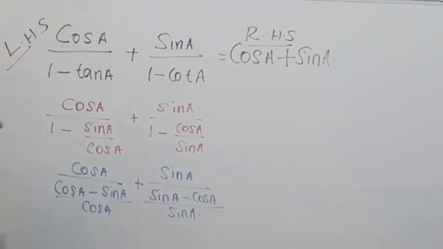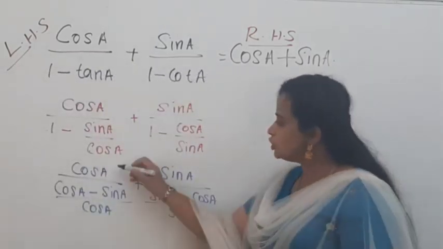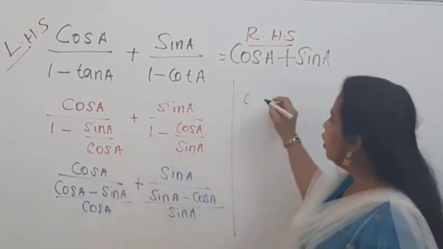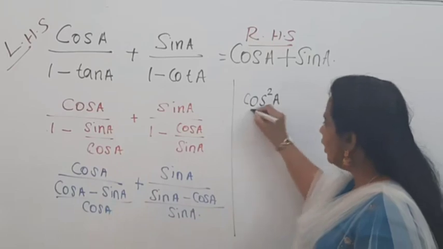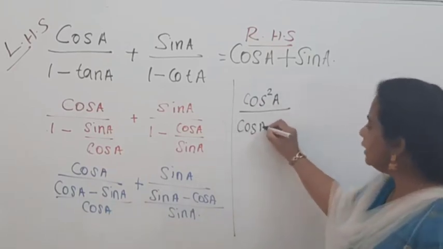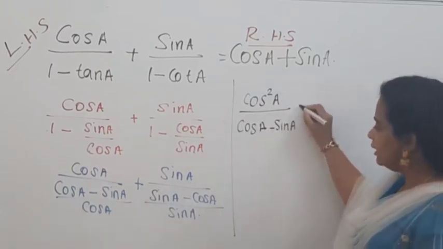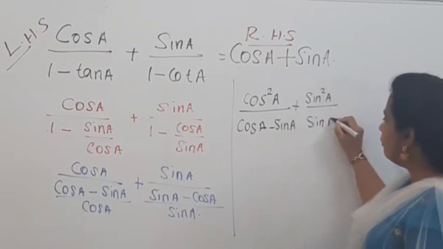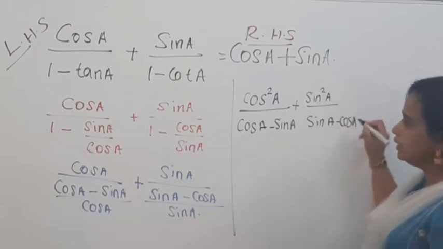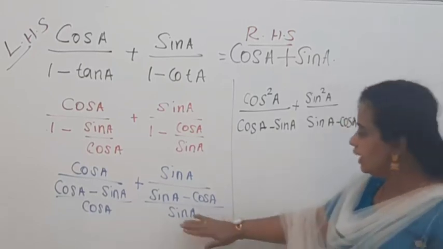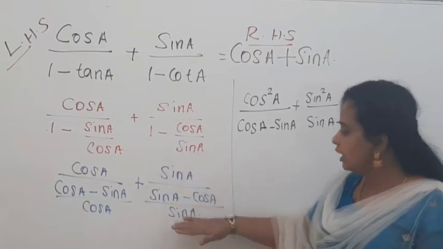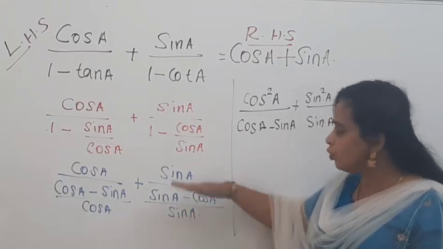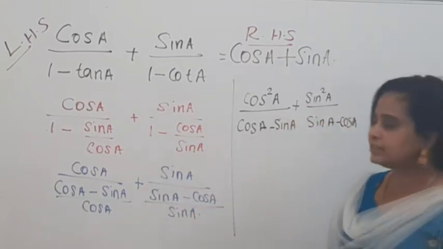I've taken the LCM. Then after taking the LCM, this goes to the top. So my third point is, this goes to the numerator: cos square A divided by cos A minus sin A, plus sin square A divided by sin A minus cos A. Hope you get this point. I have not done anything, just by taking the denominator. Because this is by sin A, it goes to the numerator, cos square A and sin square A.